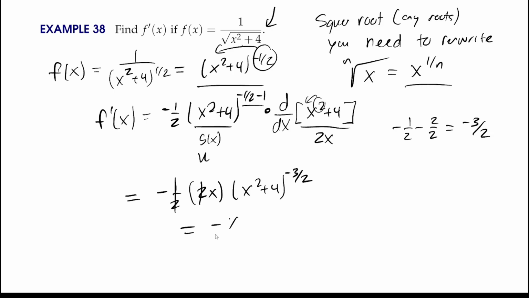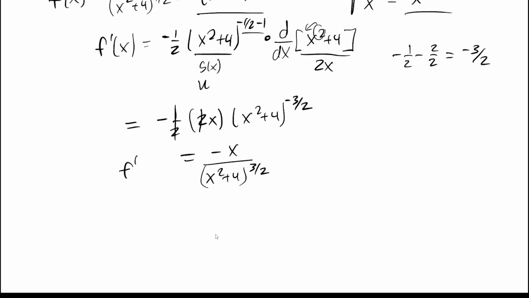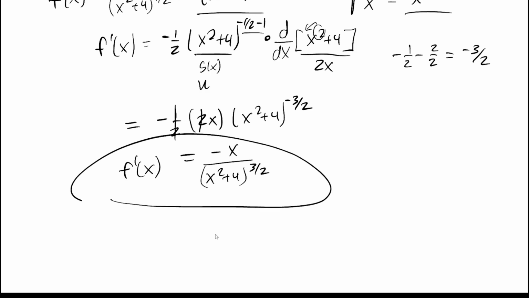And so our final answer will look like negative x all over, I'm going to go ahead and move it down, x squared plus 4 to the 3/2. No reason to write it as a root. We'll just write it as 3/2, but that is our final answer here. Okay, using chain rule. And so the chain rule is really contributing this x term.